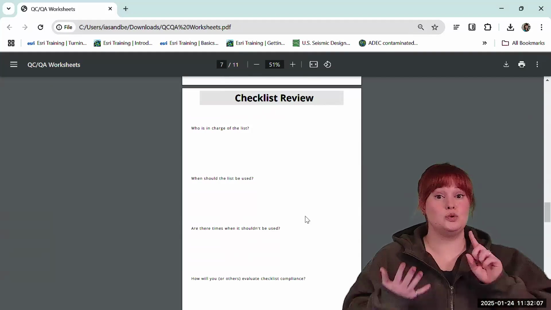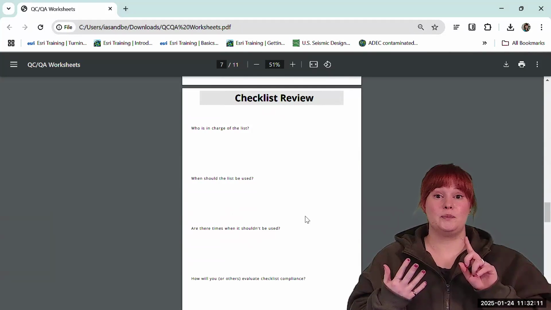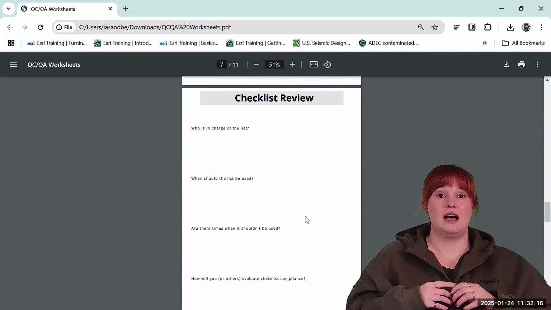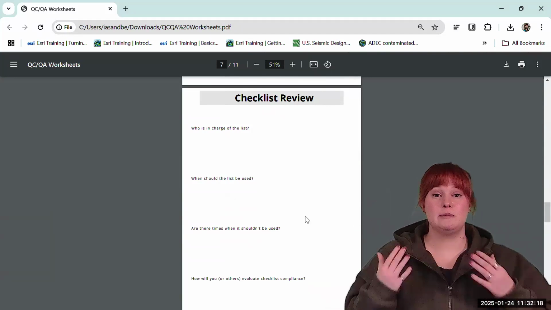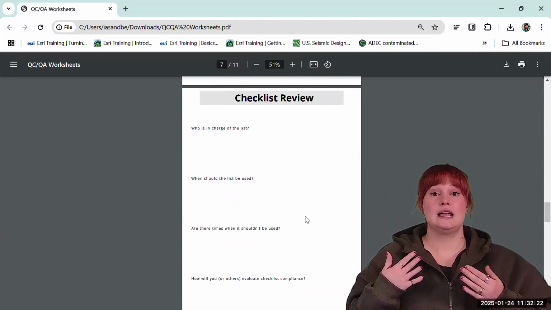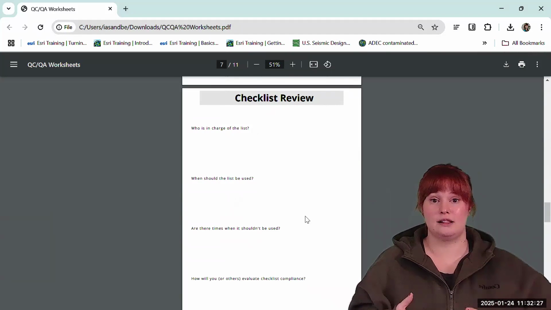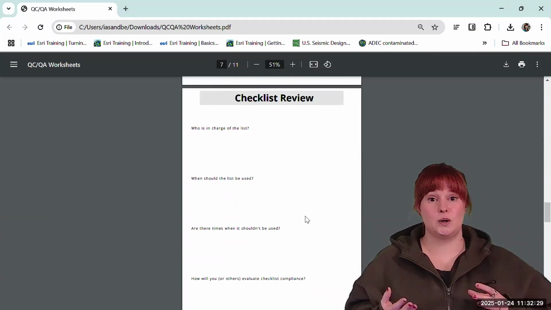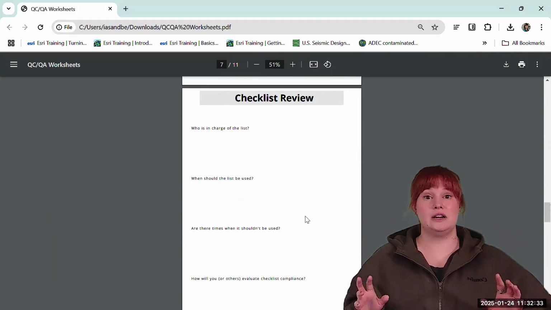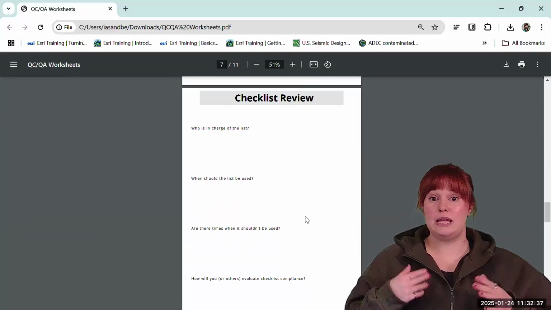because as you know, things change. New software comes out, software changes, people move around within the company or the agency, people retire. Who's going to be in charge of this list when changes happen? Because the list needs to be a living document. There's no possible way that you can make a QC/QA checklist in January of 2025 that is going to be 100% relevant in January of 2030. It's just not possible. So who's going to be in charge of making those changes?